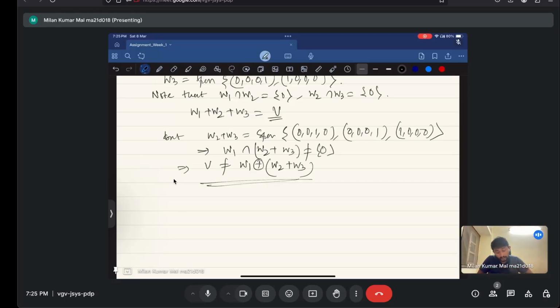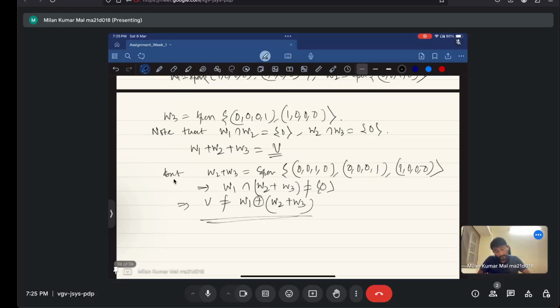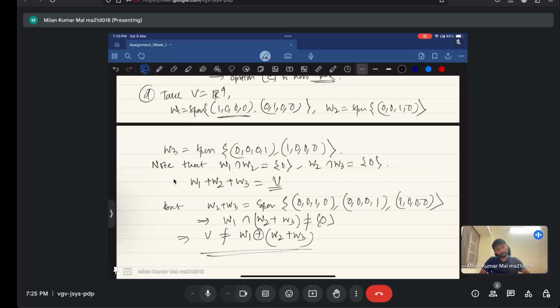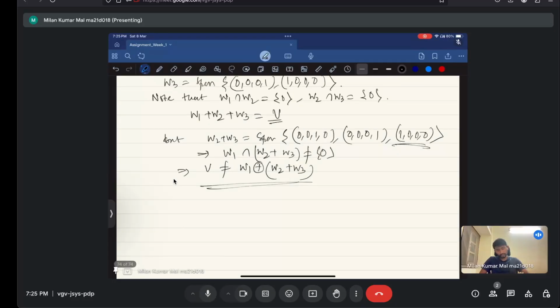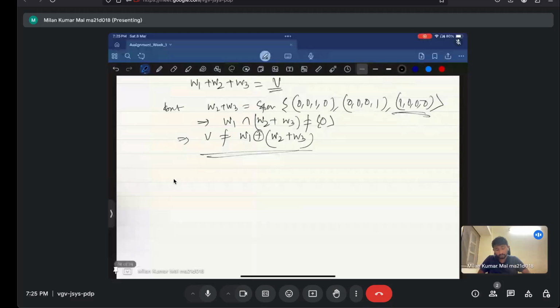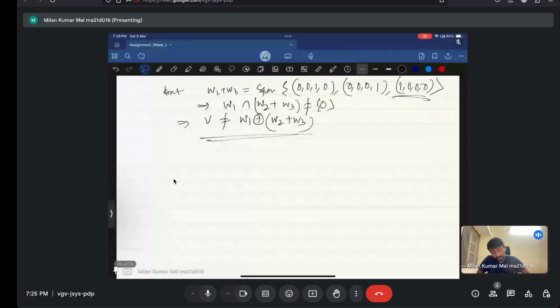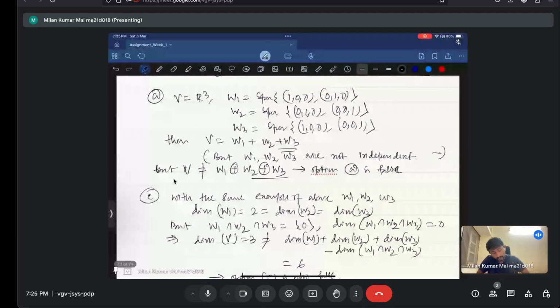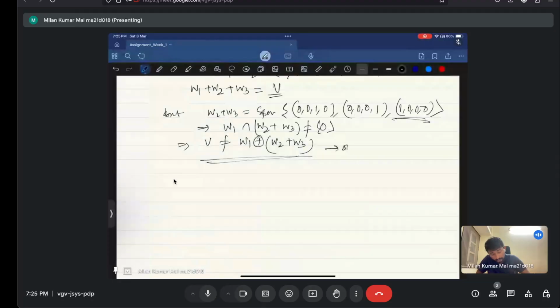But here W1 contains the vector 1 comma 0 comma 0, and W2 plus W3 also contains 1 comma 0 comma 0. Therefore, this intersection is non-empty and contains a non-zero vector. So therefore, option D is false. So therefore, only option B is remaining.